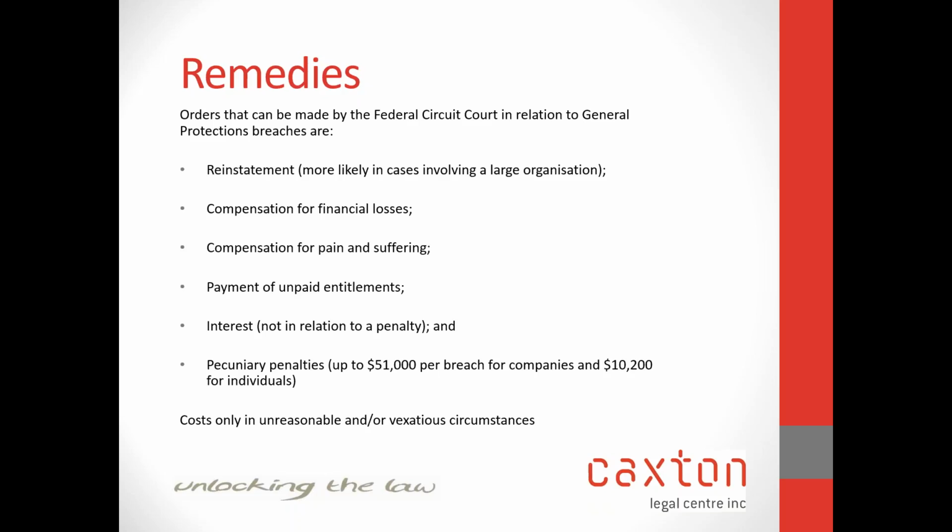Costs are usually not available, so that's really a big benefit of general protections over, say, Human Rights Commission matters. So with human rights matters going into the federal court system or the Federal Circuit Court, you would expect costs to follow the event, whereas in general protections matters, it's very unlikely that costs would be ordered. So for our clients or people we represent, that's normally a really big benefit. Obviously, for people who are paying a lawyer to represent them, that's a bit of a pain. But for our clients, it's often a big plus for this jurisdiction.